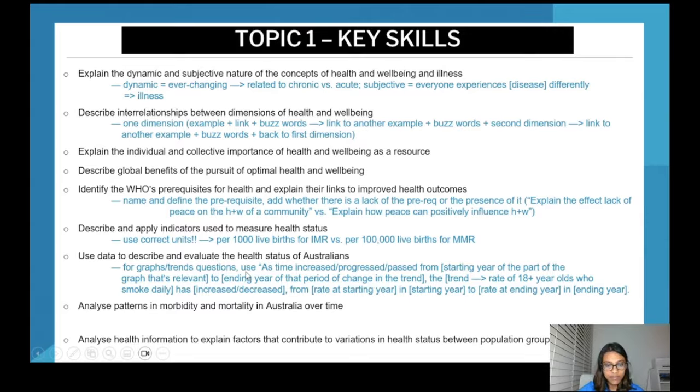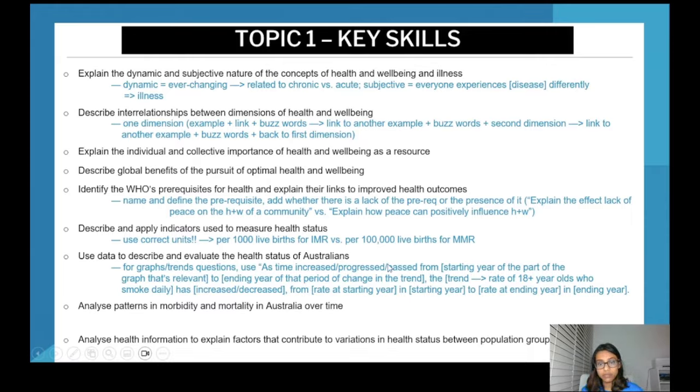So I've got a bit of a thing here. As time increased, you want to start off with time so you don't forget that. So as time increased or progressed or passed from 1989 to Taylor Swift, 1989 to 2009. So the ending year of whichever graph you're looking at, whatever part of interest of the graph that you're looking at, say there's the bump or the rise from 1989 to 2009. You want to say the first year, so time starting at one point and then ending at another point. The rate of 18+ year olds who smoke daily has, we'd like to think, decreased, but you know vaping is a thing now. But cigarettes, so let's say it's cigarette smoking.